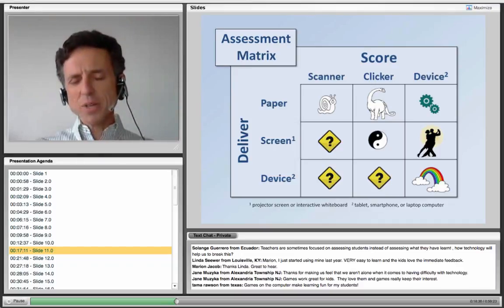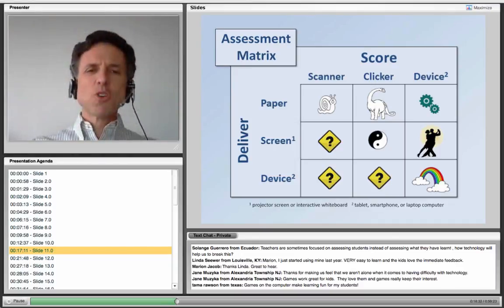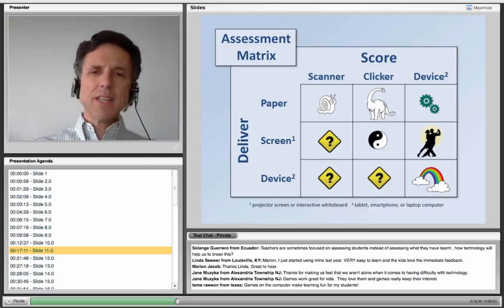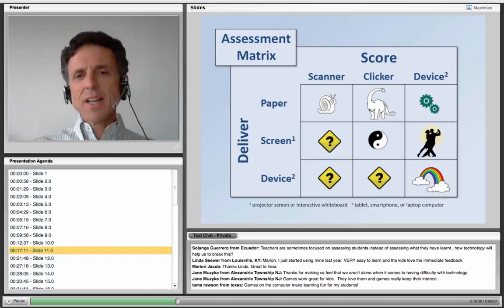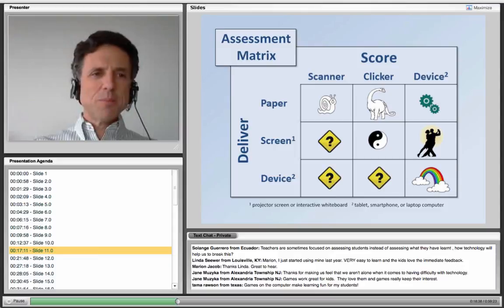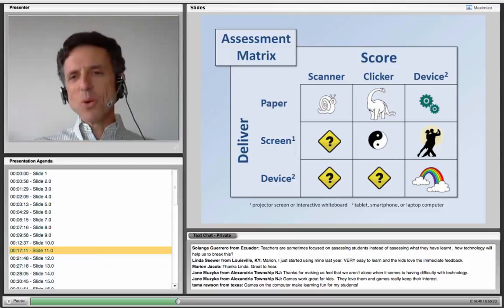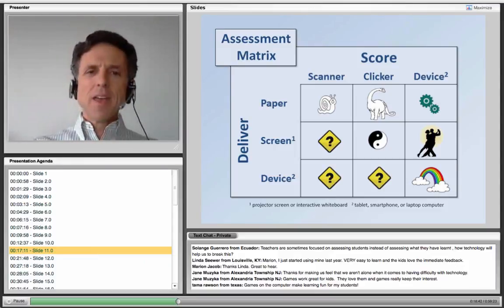I did jump the gun. I mixed the 2. Sorry about that. Across the top is the scoring modalities, and they kind of go from the slightly older ones to the newer ones, which are the devices again. Now, I put the little snail icon there for paper. I should explain that.